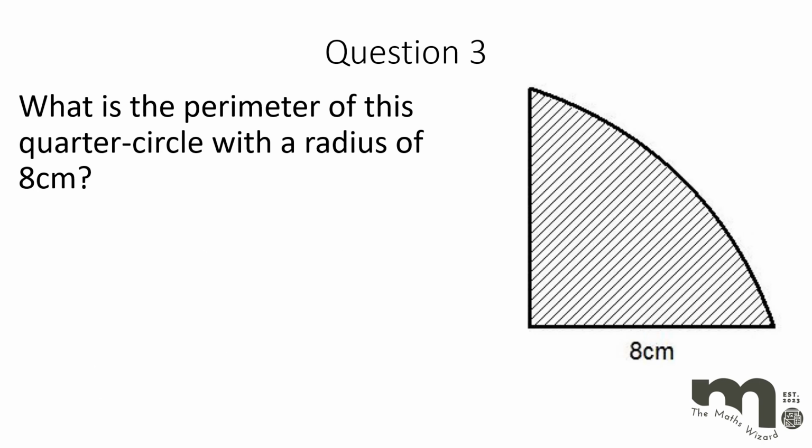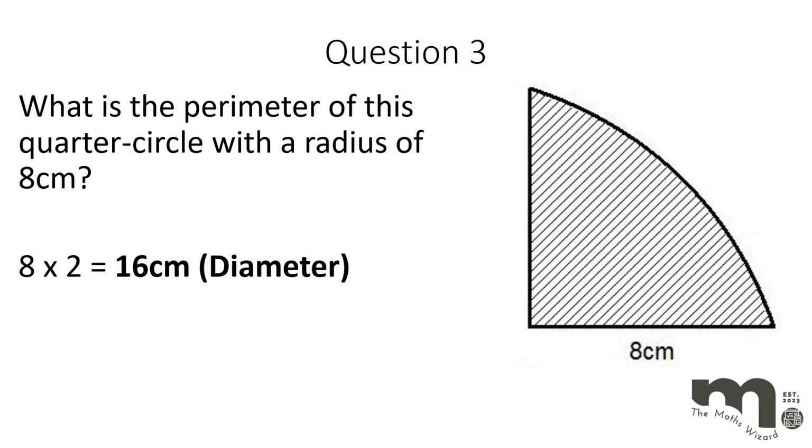So on this next question, we're going to look at a quarter circle with a radius of 8. So once again, pause your video and have a go. Okay, let's take a look at the answer to this then. First of all, we need to double our radius because we need to know the diameter. Whenever you want to know the arc length, you do need to know the diameter. So we double that to get 16.